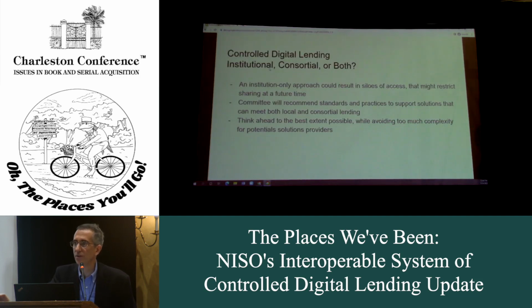So we've spent a little bit of time thinking about, should we focus on controlled digital lending at the institution level? Or should we focus at a consortial level, lending across institutions, or should we focus on both? We think that you could move pretty quickly to do an institutional-only approach, but that could result in silos of access. So I would say we've more or less converged as a group that we need to do both. We need to have a controlled digital lending set of recommendations that can support both local and institutional. And our committee will recommend standards and practices to support solutions that can meet both local and consortial needs.